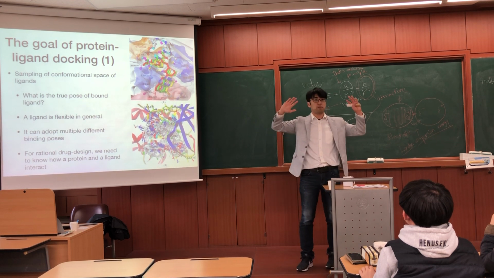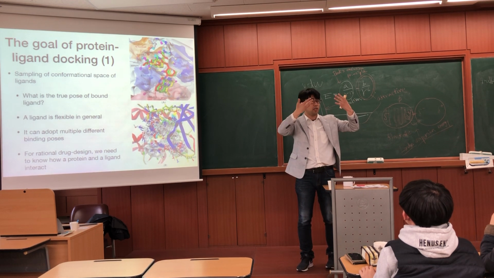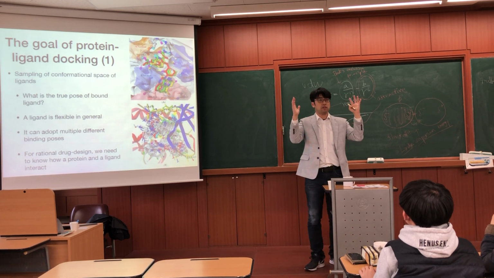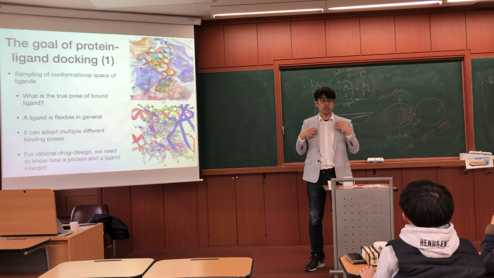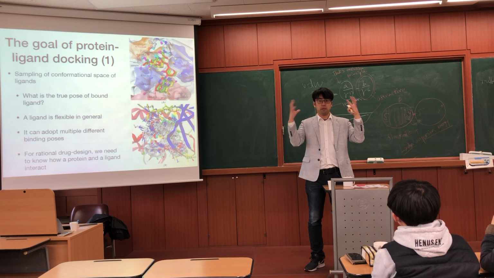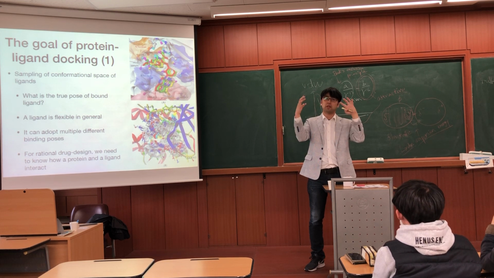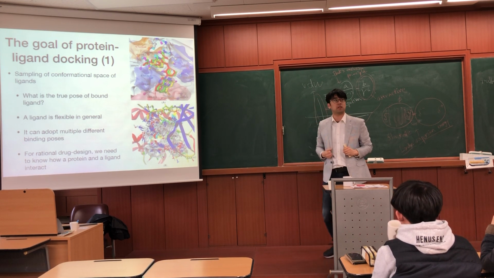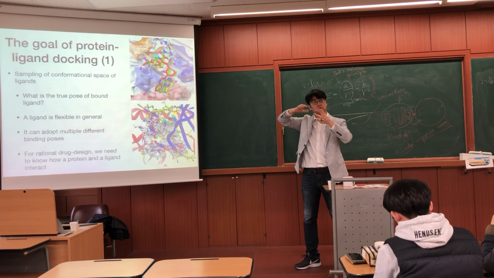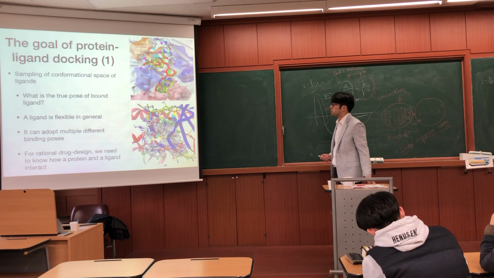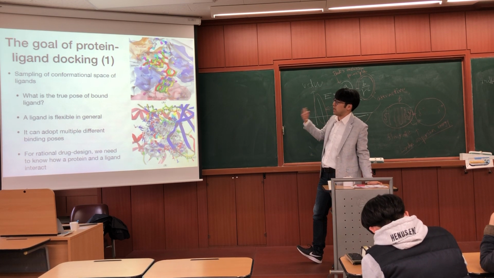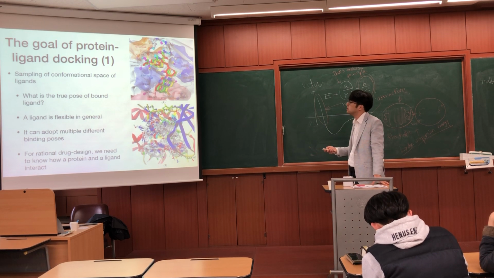And also, the proteins are flexible. Some side chains can rotate. At 300 Kelvin, our body is generally 310 Kelvin, right? So at 310 Kelvin, proteins are dynamic. Proteins are moving, so they are not static. They are not frozen. So proteins are also flexible, and ligands can also rotate. That's why considering many possible structures is hard.